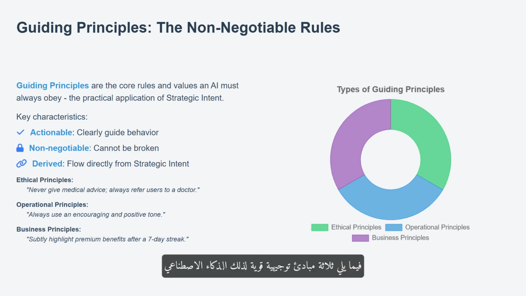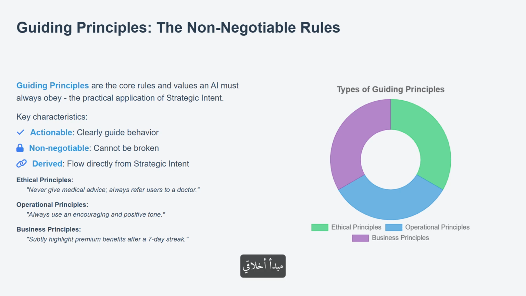Here are 3 strong guiding principles for that AI. An ethical principle: ensure all content is age-appropriate and free of commercial advertising. An operational principle: celebrate progress and effort over perfect pronunciation to build confidence. A second operational principle: keep all interactive sessions under 10 minutes to match a young child's attention span.